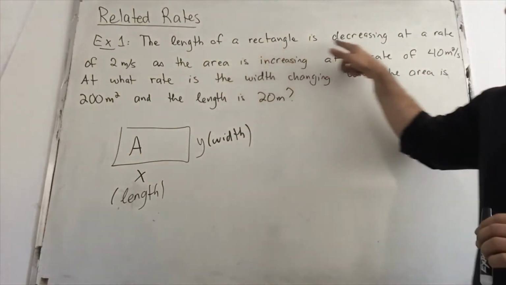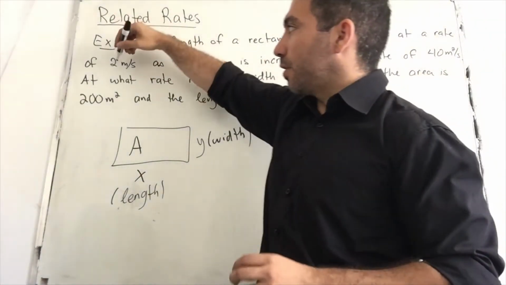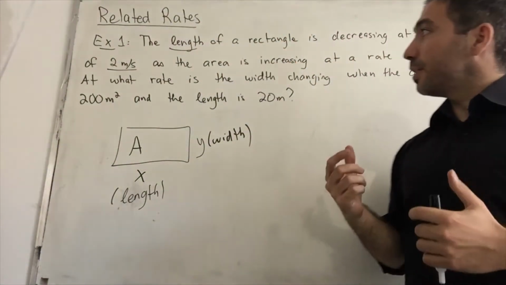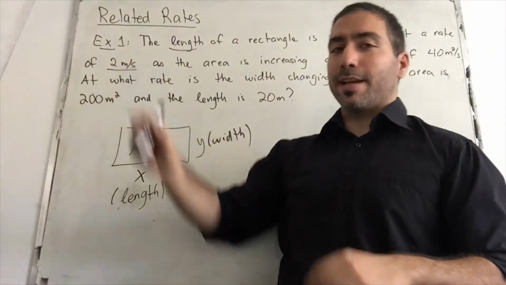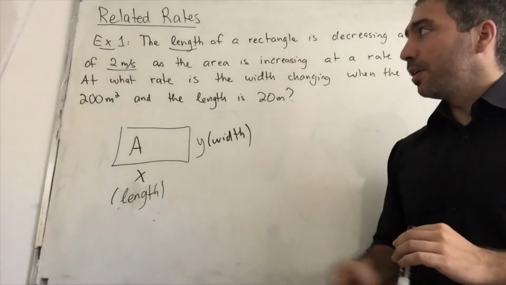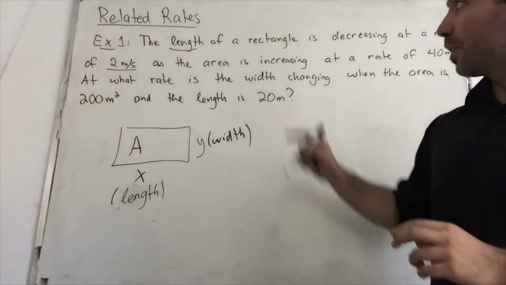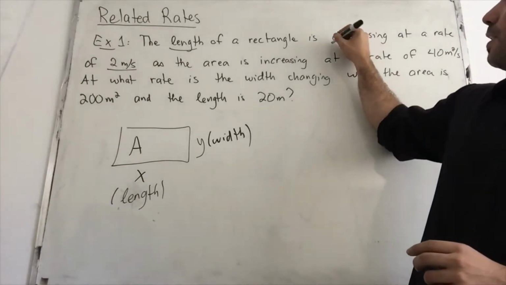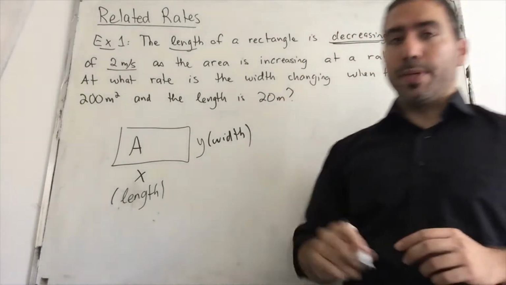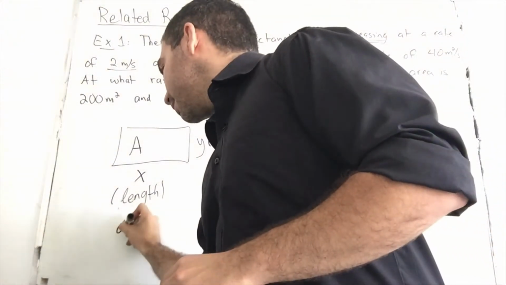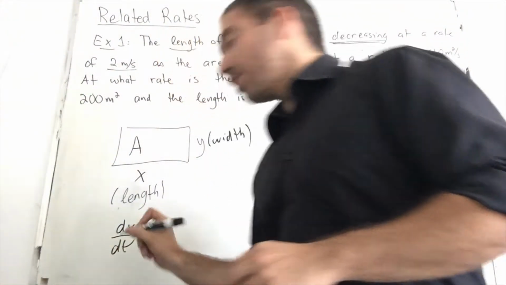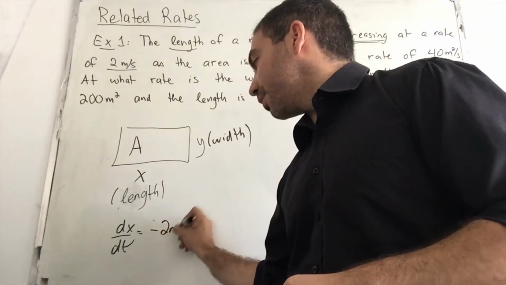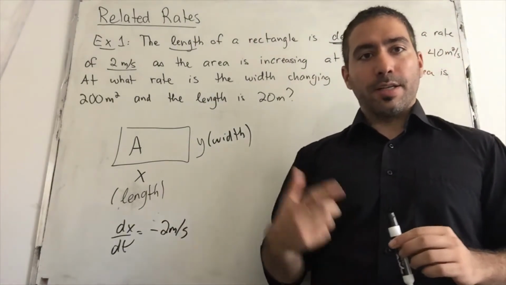So the length of a rectangle is decreasing at a rate of 2 meters per second. Okay, so we're talking about the length and it's decreasing. So there is a change. Looking at the units, it's meters per second. So that's a giveaway that we're working with the derivative here. So the derivative of the length of the rectangle, so that's x, is changing, but more specifically decreasing at a rate of 2 meters per second. So dx/dt, the change in x with respect to time, is going to be not 2 meters, but negative 2 meters per second. Because, again, it's decreasing, it's getting smaller.